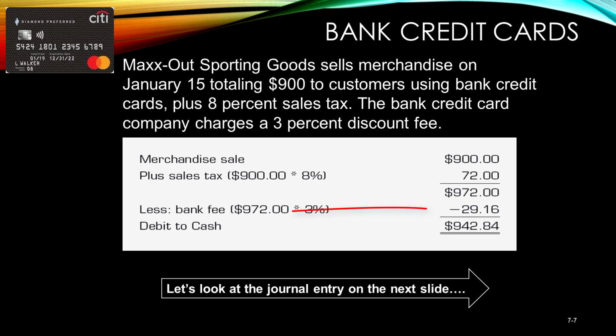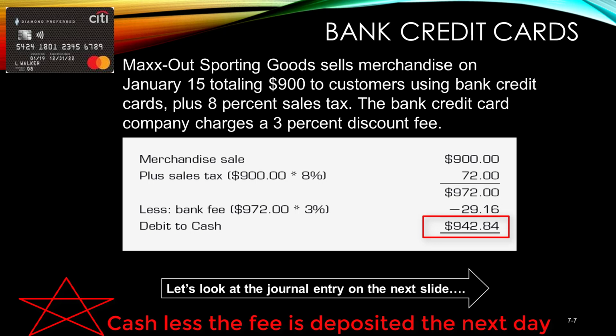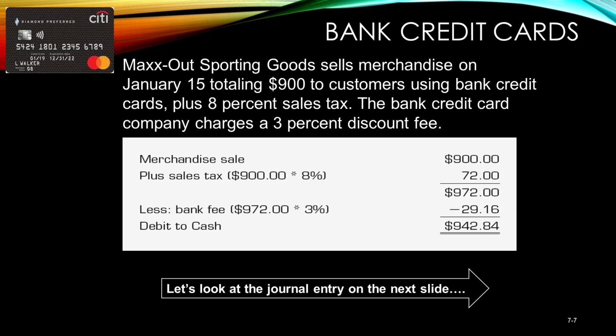$972 times 3% is $29.16. What this means is that within 24 hours, the company that sold the goods and accepted the bank credit card will have a debit to their cash account in the amount of $942.84. Let's take a look at the journal entry to record this transaction.